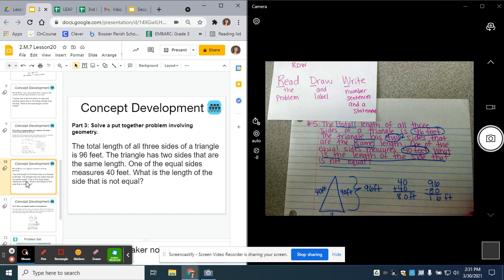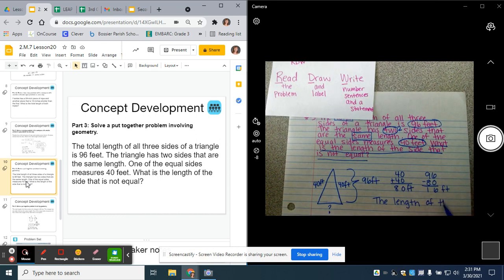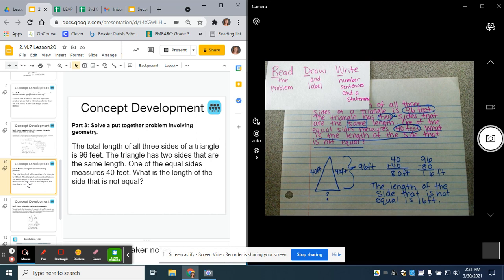All right, now I need to write a statement. What is the length of the side that is not equal? The length of the side that is not equal is 16 feet. The length of the side that is not equal is 16 feet.